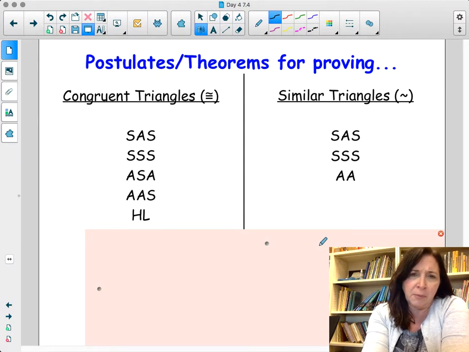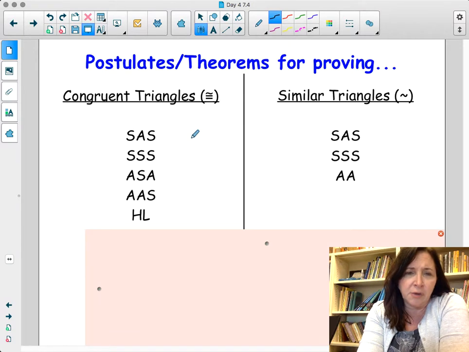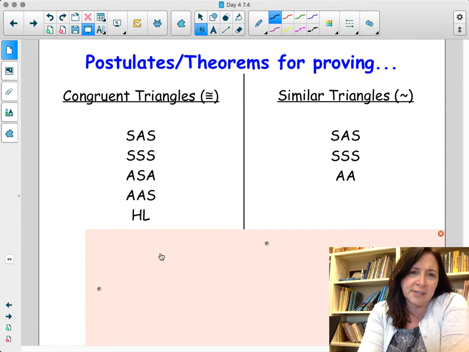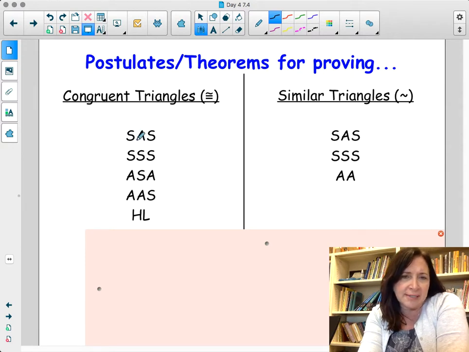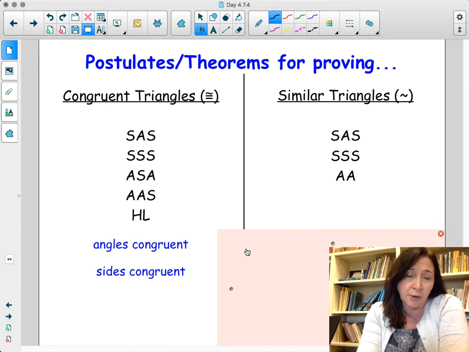Just to recap, we did go over this in a previous video, but postulates and theorems for proving. A couple chapters ago, we completed a unit on congruent triangles. And within the unit on congruent triangles, we talked about the ways that you could prove that two triangles were congruent. We had side, angle, side, angle, side, angle, angle, side, and hypotenuse leg. What's important here is that regardless of whether they were talking about sides or angles, both sides and angles had to be congruent in order for the two triangles to be considered congruent.